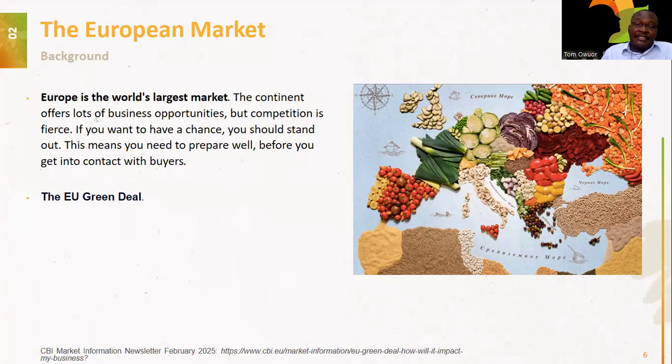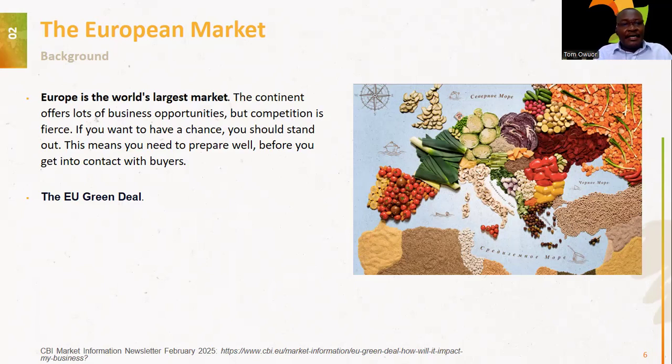But again, much as there are so many opportunities in the European market, we appreciate the fact that competition is very, very fierce, and therefore one has actually got to be prepared to get into these very lucrative markets. Europe gives better prices, but then the rules and regulations for you to get into the European Union market are very, very stringent.